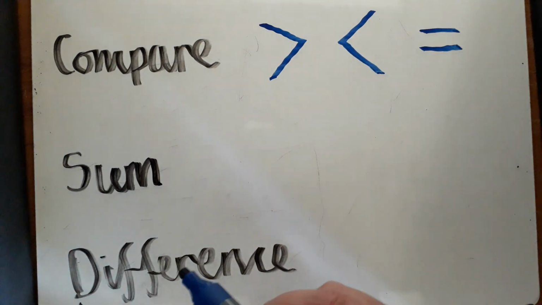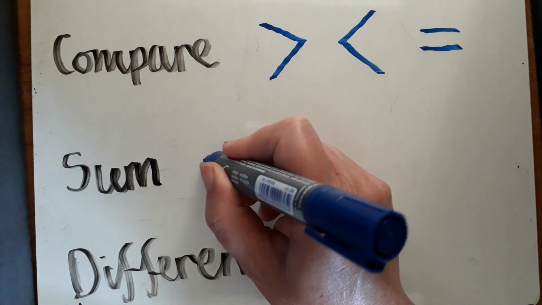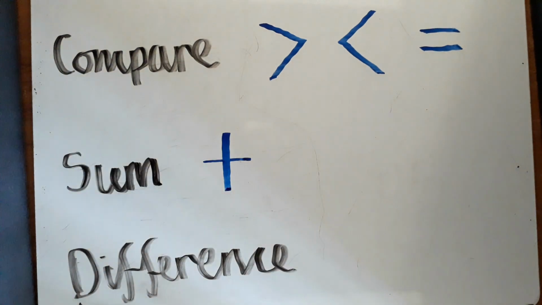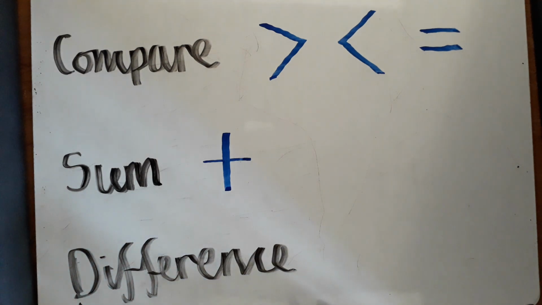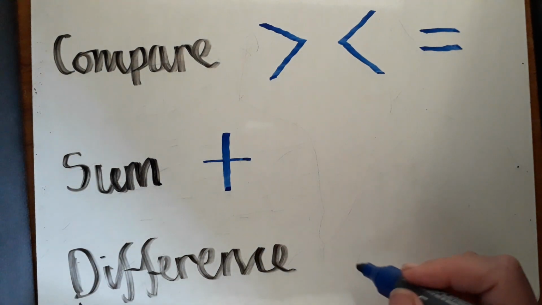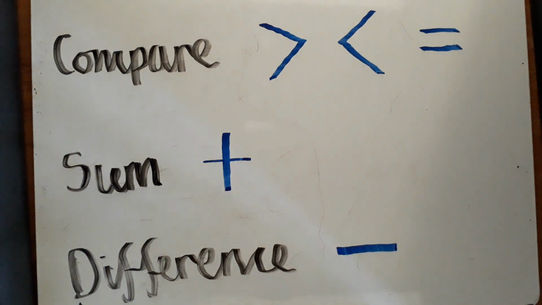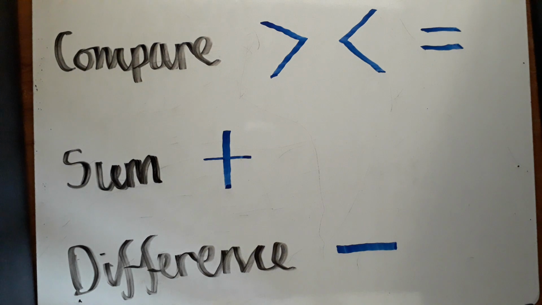Right, when we are asked to sum, we are finding the total of the group of numbers, so we need to add them. And when we are finding the difference, we're finding what is left after we've subtracted the smaller number from the larger number.